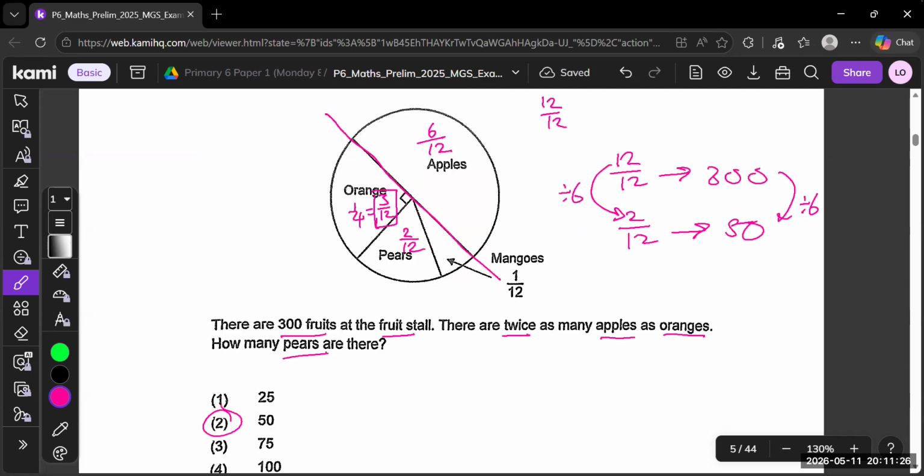Okay, how come some of your screens are lagging? Yeah, I don't know whether it's my internet or your internet, but everybody can see my screen very smoothly, right? The writing on the tablet, is it very smooth?